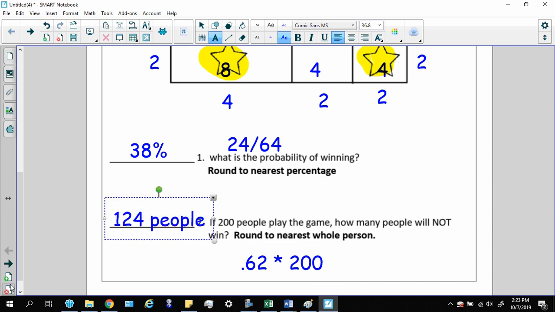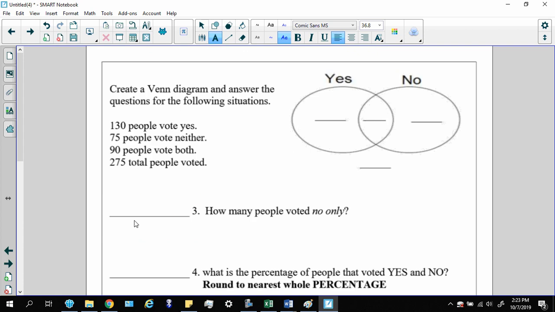All right, next question. Create a Venn diagram, answer the question. So 130 people said yes, so 130 people will be on the outside of this. 75 said neither. 90 people said both. And we don't know how many people said no only. But we do know that 130 people said yes, and 90 of the 130 said both. So that would give me a difference of 40.